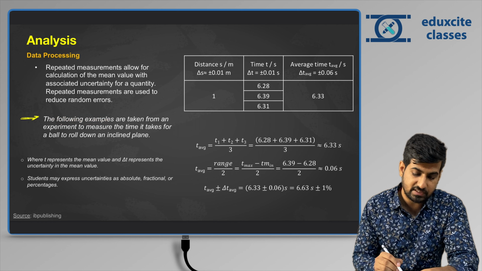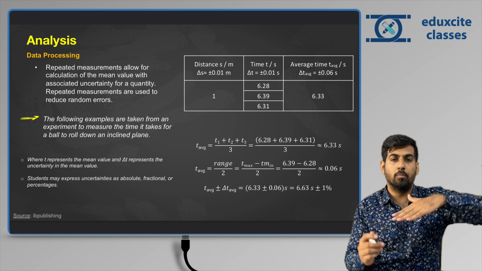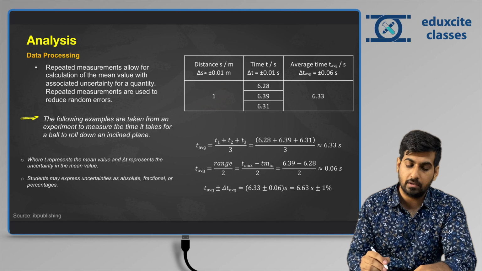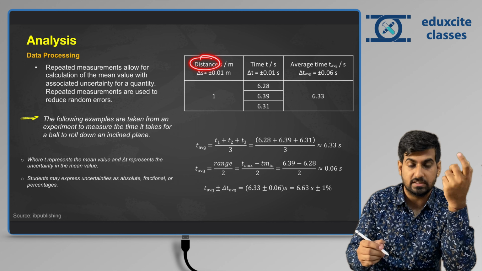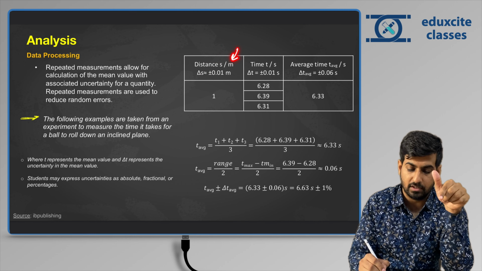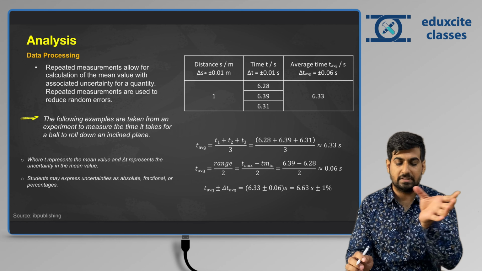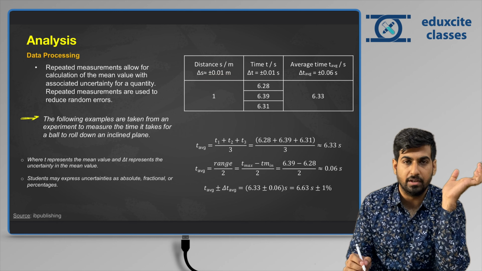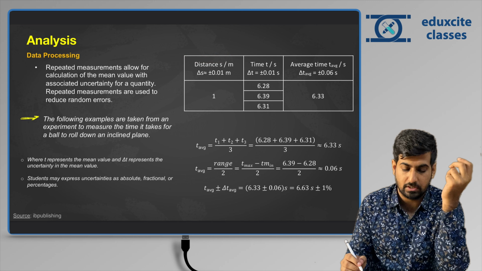The following example is taken from an experiment to measure the time it takes for a ball to roll down an inclined plane. A ball rolls down an inclined plane and the time is measured. The distance is 1 meter. Again, the column heading consists of the name, that is distance, and the symbol, measured in meter. Then the uncertainty: if you are using a simple scale, you can say the least count is the uncertainty, plus or minus 0.01 meter, because sometimes there are 2 divisions and your measurement falls in between. So this is the plus or minus 1 least count.